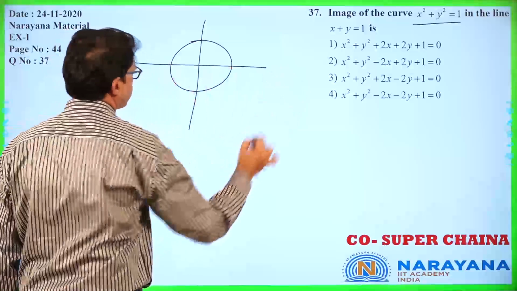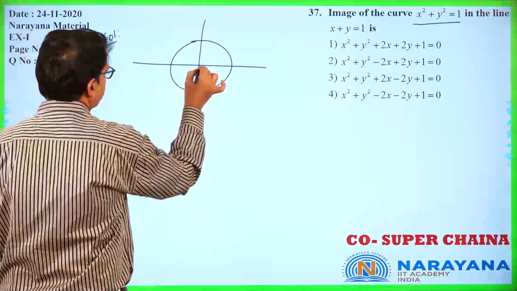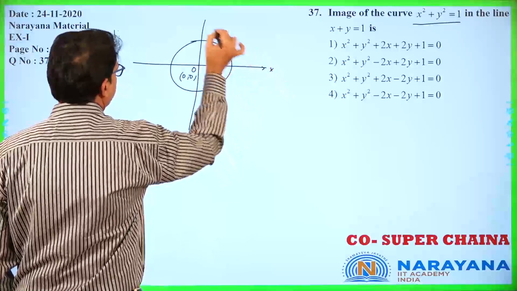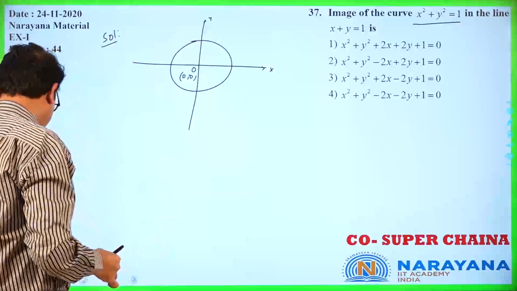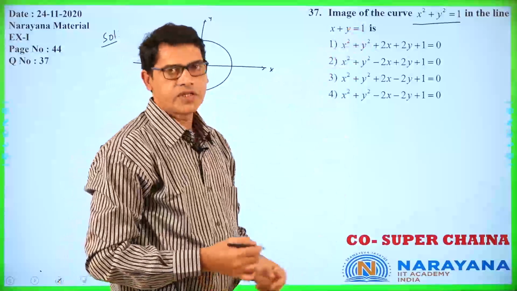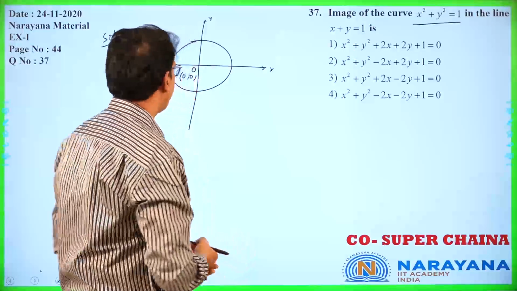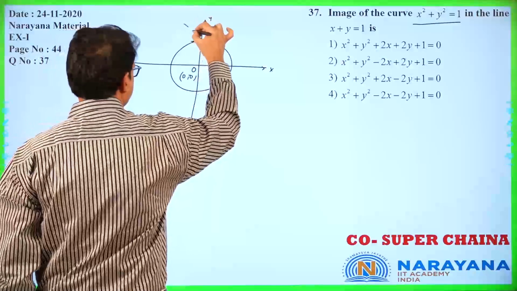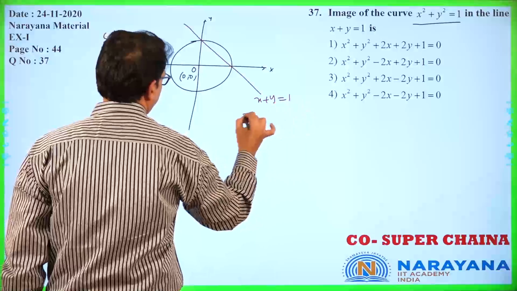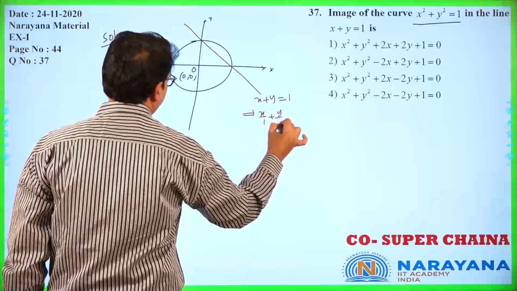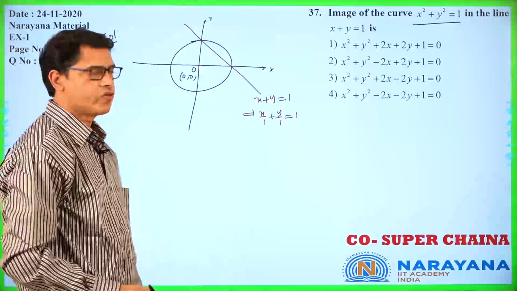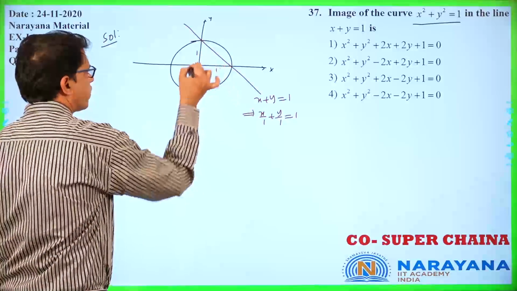These are the coordinate axes. Origin, center is 0 comma 0. So radius is 1 unit. Now if you take the line x plus y equals 1, means x intercept 1, y intercept 1. Okay? Means it is like this. It is x plus y equal to 1. Why? Because x upon 1 plus y upon 1 equal to 1. x by a plus y by b equals 1. Means x intercept, this is 1 unit, this is 1 unit.